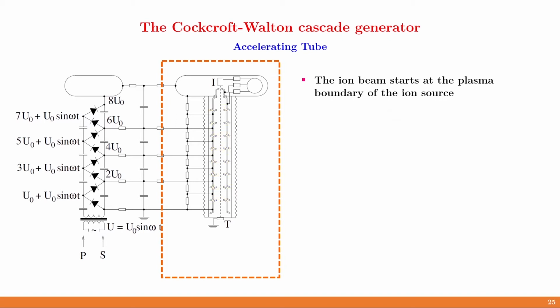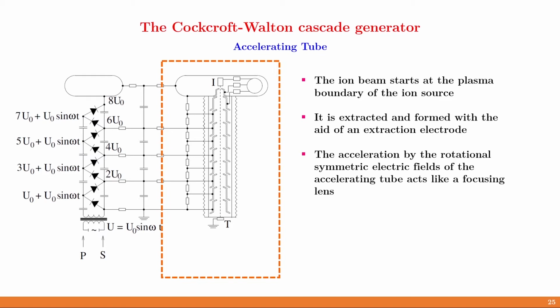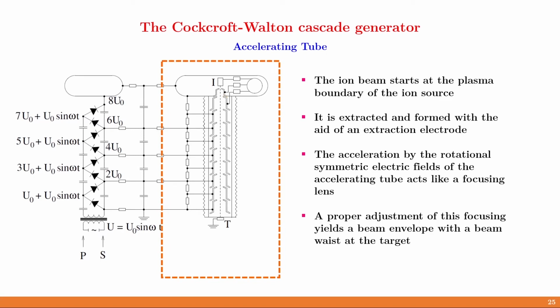The ion beam starts at the plasma boundary of the ion source. It is extracted and formed with the aid of an extraction electrode. The acceleration by the rotationally symmetric electric fields of the accelerating tube acts like a focusing lens. A proper adjustment of this focusing yields a beam envelope with a beam waist at the target. The target is placed here, and this is the direction of the beam that is being accelerated.